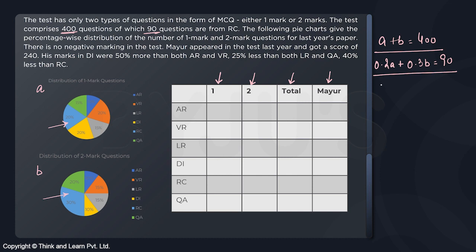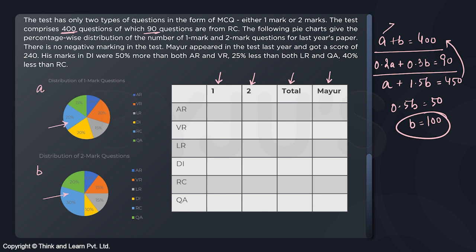Let's multiply the second equation by 5. It gives me A plus 1.5B is equal to 450. I'll subtract it now and I'll get 0.5B is equal to 50. That means B is equal to 100. And by putting B is equal to 100 here, I get A is equal to 300. That means total number of 1 markers is 300. Total number of 2 markers is 100.